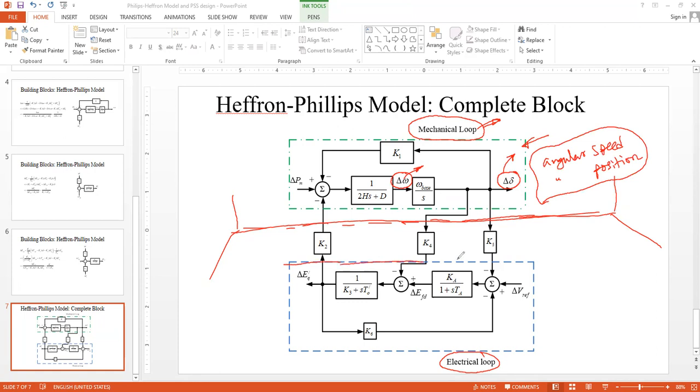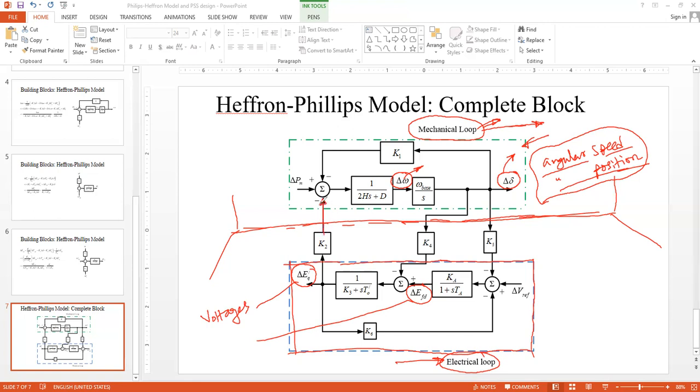And the lower one, the blue dotted block, we call the electrical loop because it has the exciter output voltage and the QX internal transient voltage. Both are voltage terms, so they belong to the electrical loop. And the top one, del omega and del delta, are angular speed and angular position, related with the mechanical motion of the system, so they are treated as variables in the mechanical loop. And this is the interaction.